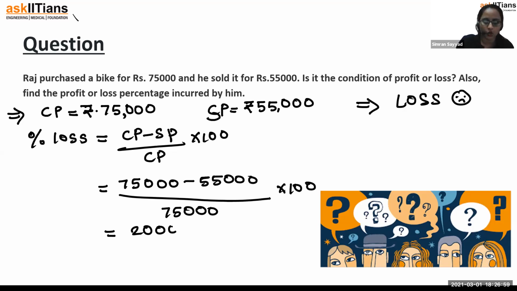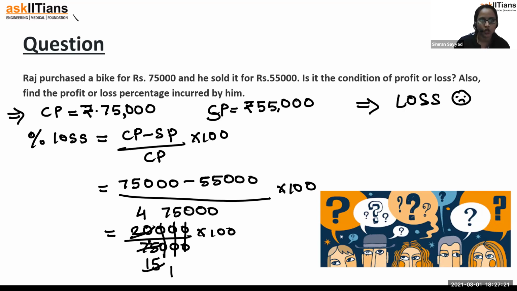So it is 20,000 upon 75,000 into 100. Simply all the zeros get cancelled. 5 twos are 10, 5 ones are 5, and 5 fives are 25. So it is nothing but 4 by 15. 5 threes are 15, 4 twos are 80 by 3. If you divide it, you will be getting 26.67.